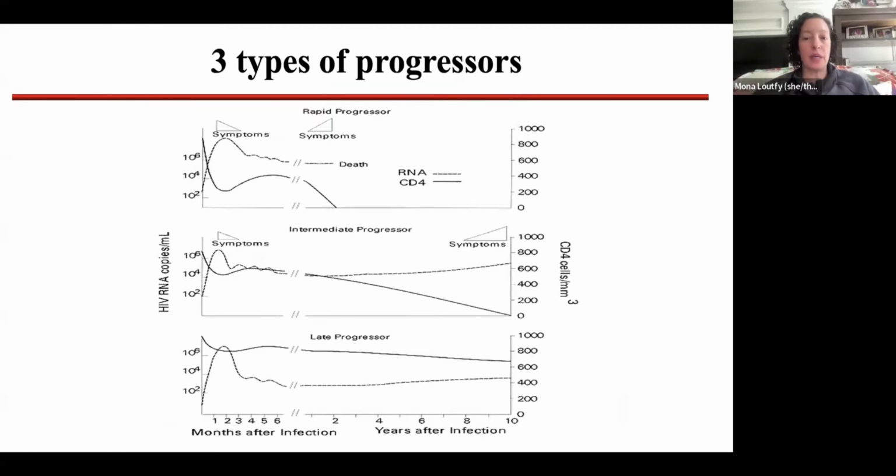That's an intermediate progressor. You see that, that's the example in the middle. But sometimes we have cases of rapid progression, where for some reason the virus will suppress the CD4 count really quickly and kill the CD4 cells, and the person progresses more rapidly. Or you can see on the bottom there's about 10% of people who are late progressors, whereby for some reason the virus might remain low and the CD4 count remains high.